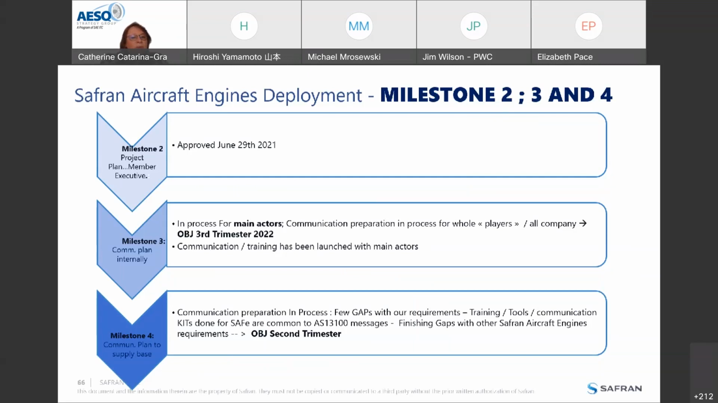Concerning milestone 4, communication plan to supply base, we haven't started yet. We talked about AS13100 before it was published, but not really since. We have a communication in preparation, and so we will start shortly. Our objective was in the second trimester, but I suppose in June we should be ready to start communicating with our suppliers. Next, please.